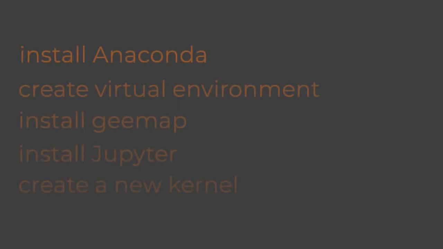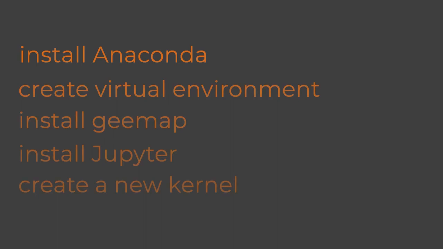In this section, we've got quite a lot to get through. First up, we're going to look at installing Anaconda. Then we'll create a virtual environment, and into that environment, we're going to install geemap and then Jupyter. And once we've got Jupyter up and running, we're going to create a new kernel that's based on our new virtual environment. Now, before we dive into all of this, I'd just like to go over virtual environments, how they work, and why they're useful.